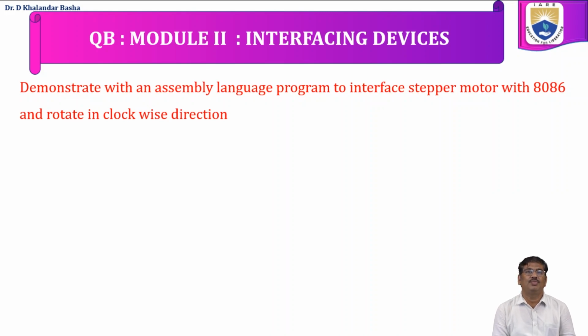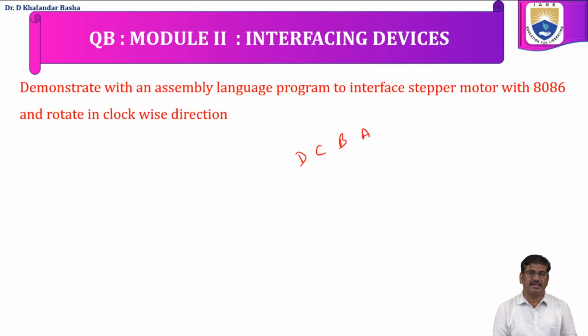The next program is to demonstrate, with an assembly language program, how to interface a stepper motor with the 8086 processor and rotate it in the clockwise direction. For a stepper motor, the rotation takes place stepwise. After every step, we will give some delay, then it will go for the next rotation. Here we have 4 windings: winding A, winding B, winding C, winding D.